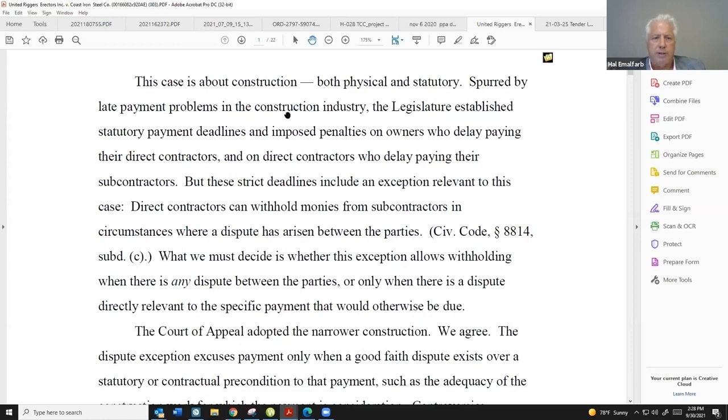Spurred by late payment problems in the construction industry, the legislature established payment deadlines and imposed penalties on owners who delay payments to their direct contractors, and penalties on direct contractors who delay payment to their subcontractors. But these deadlines include an exception relevant to this, that direct contractors can withhold monies from subs in circumstances where a dispute has arisen. And what we must decide is whether this exception allows withholding when there is any dispute between the parties, or only when there's a dispute directly relevant to the specific payment that would otherwise be due.